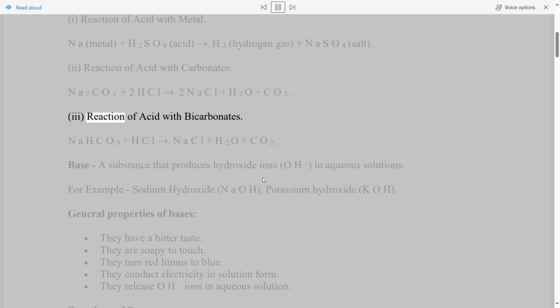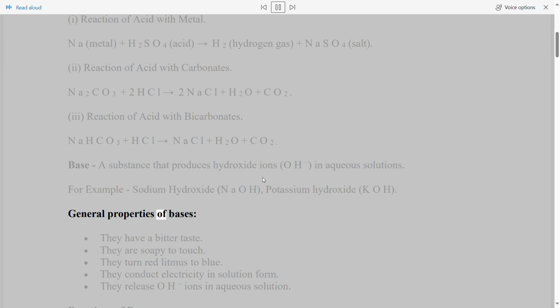3. Reaction of acid with bicarbonates: NaHCO3 plus HCl gives NaCl plus H2O plus CO2. Base: a substance that produces hydroxide ions, OH-, in aqueous solutions. For example, sodium hydroxide, NaOH, and potassium hydroxide, KOH.